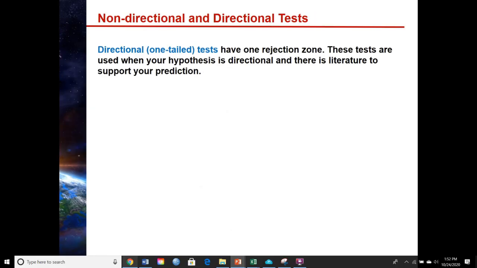What about a one-tailed or a directional test? These tests only have one rejection zone. All right, it's like putting all your eggs in one basket. Instead of taking your rejection zone and splitting it in two, if we want, we can put all the rejection zone area into one tail. All right, make that area larger.